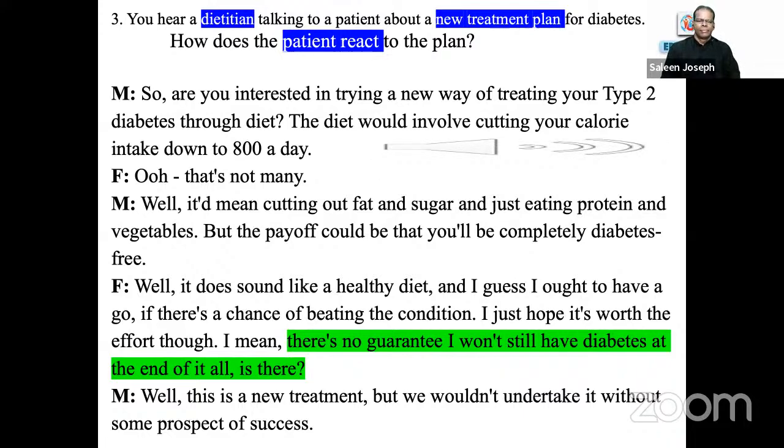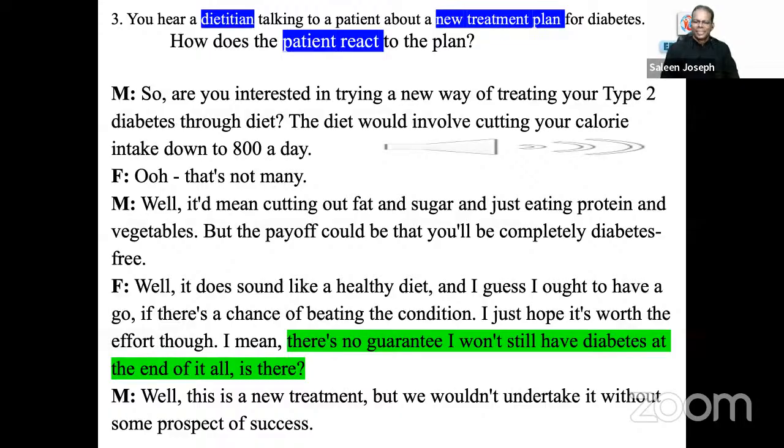So, are you interested in trying a new way of treating your type 2 diabetes through diet? The diet would involve cutting your calorie intake down to 800 a day. Oh, that's not many. Well, it'd mean cutting out fat and sugar and just eating protein and vegetables, but the payoff could be that you'll be completely diabetes-free. Well, it does sound like a healthy diet, and I guess I ought to have a go if there's a chance of beating the condition. I just hope it's worth the effort, though. I mean, there's no guarantee I won't still have diabetes at the end of it all, is there? Well, this is a new treatment, but we wouldn't undertake it without some prospect of success.